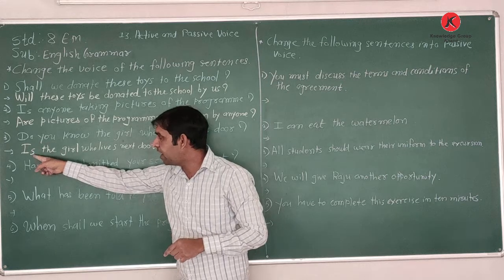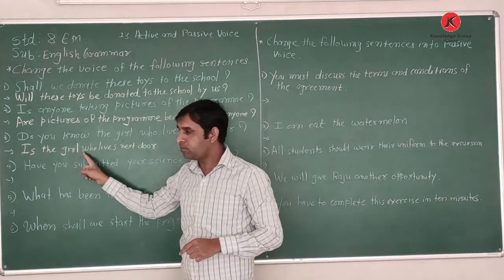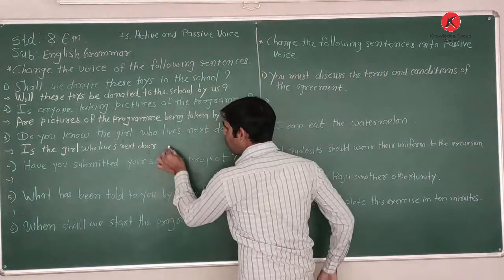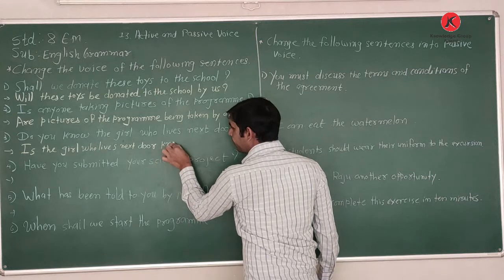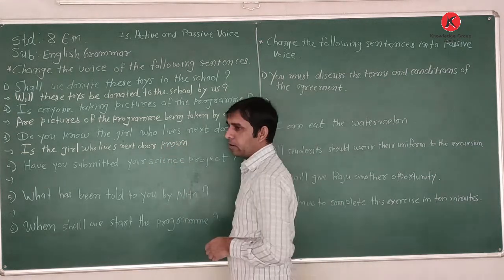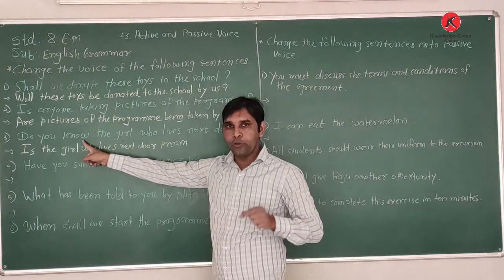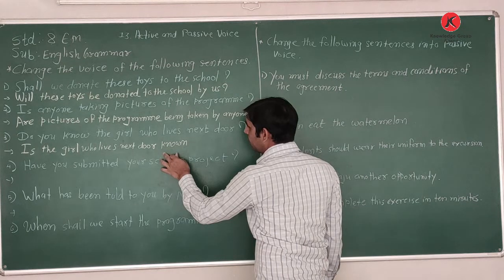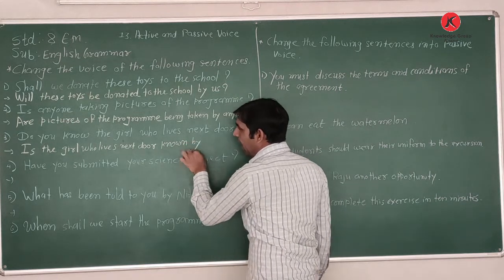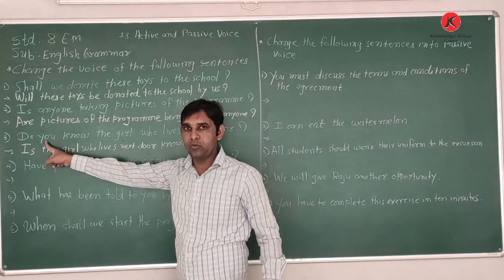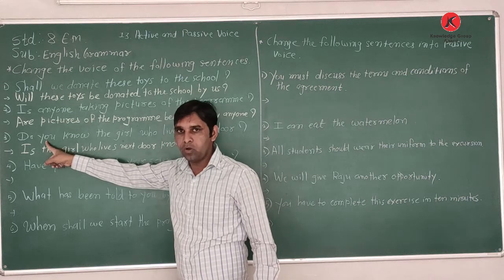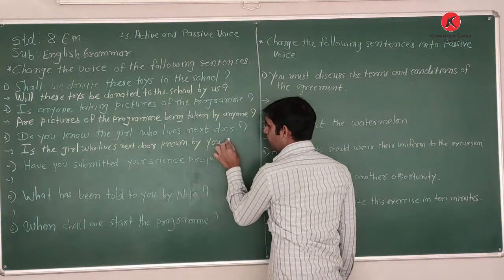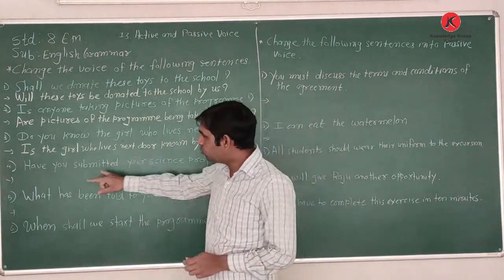Then we write the past participle of the verb. What is the verb? Know. So: is the girl who lives next door known? Known is the past participle: know, knew, known. Is the girl who lives next door known by you? Here the pronoun you is given, so the subject of the doer remains the same. Question mark.